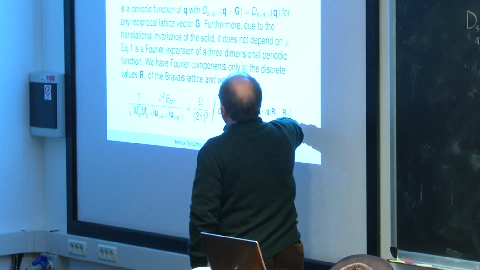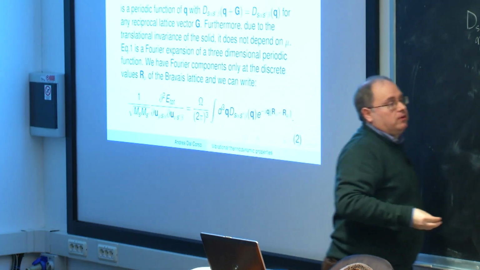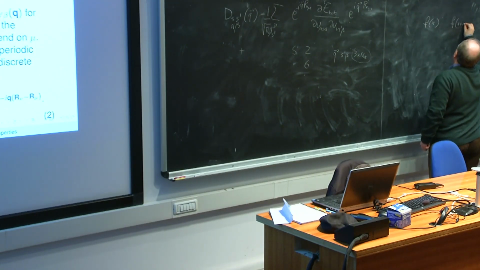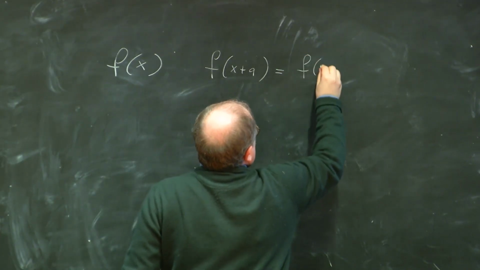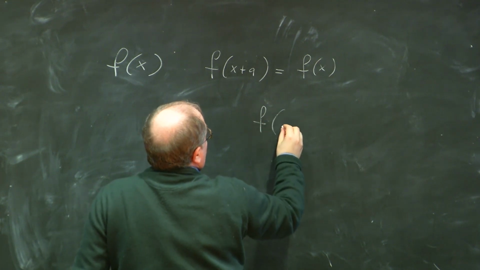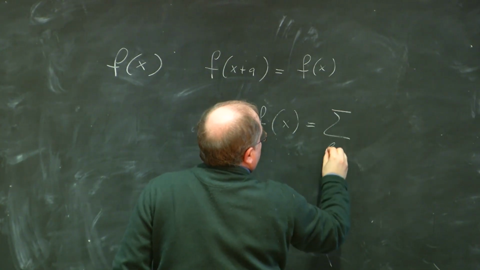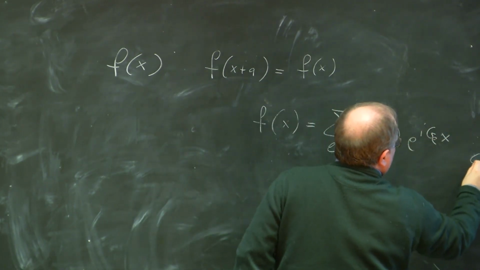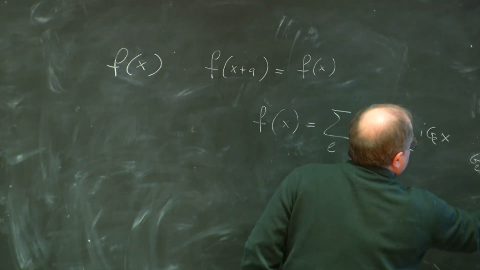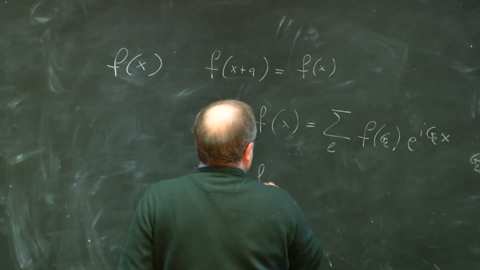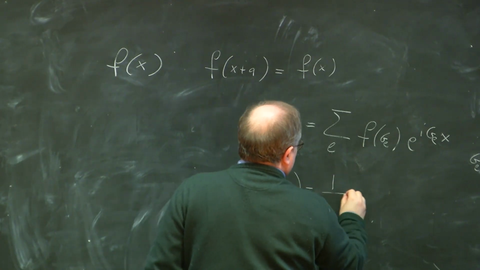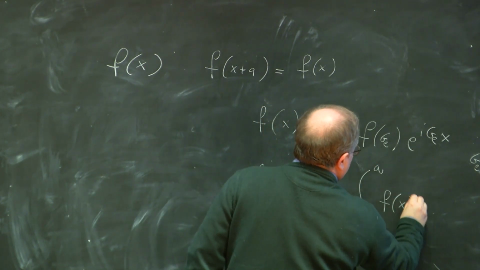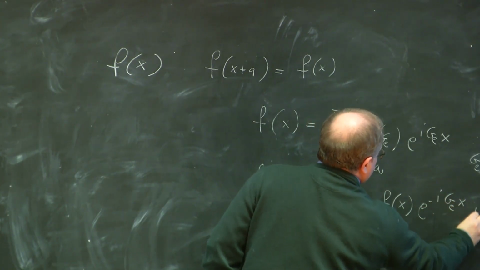So you can write the expression of the Fourier coefficient using the usual, so if you have a function f of x in one dimension, such that f of x plus a is equal to f of x, usually the expansion in Fourier series means that f of x is equal to the sum over L of f of G_L e to the i G_L x, where G_L is 2 pi over a multiplied by an integer L. And the expression of f of G_L is 1 divided by a, the integral from 0 to a of f of x e to the minus i G_L x dx.